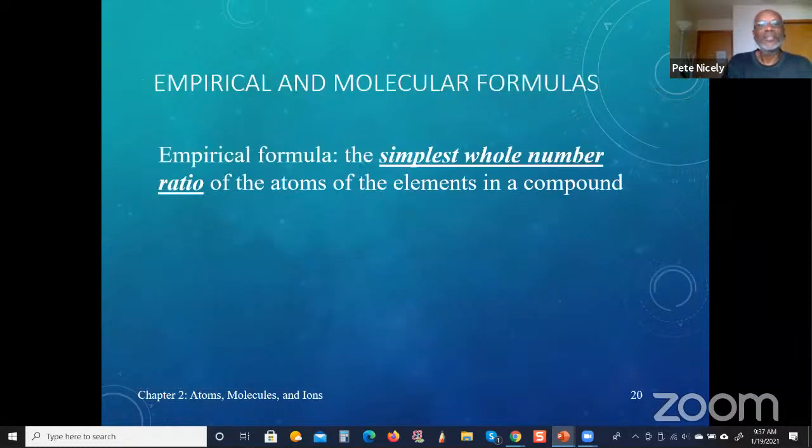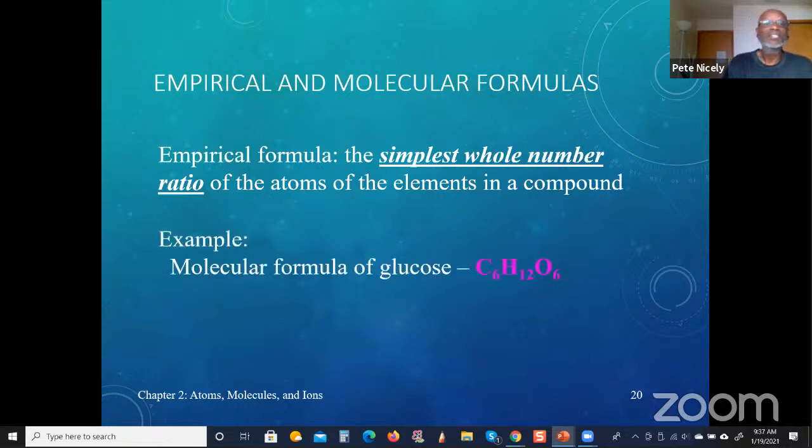Okay, so when it comes to formulas for molecular compounds, there are two types. You have what is known as the empirical formula, and you have the molecular formula. So the empirical formula, by definition, gives you the simplest whole number ratio of the atoms of the elements present in a compound. While the molecular formula gives you the actual number of atoms of each element present per molecule.